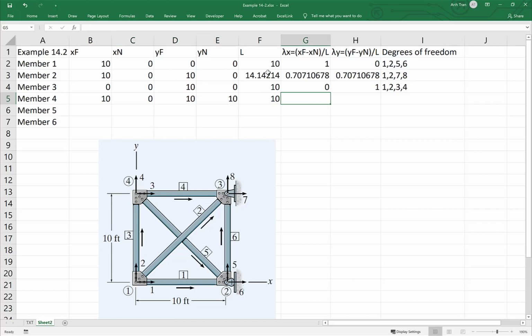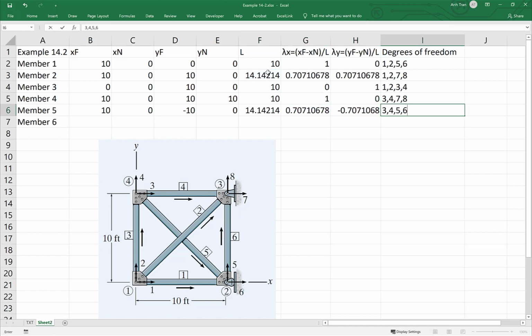Member 4, horizontal, so lambda y equals 0, is made up of DOF 3, 4, 7 and 8. Member 5, 45 degrees with negative slope, so lambda y is negative, has DOF 3, 4, 5, 6. Member 6, DOF 5, 6, 7, 8, is vertical, so lambda x equals 0.